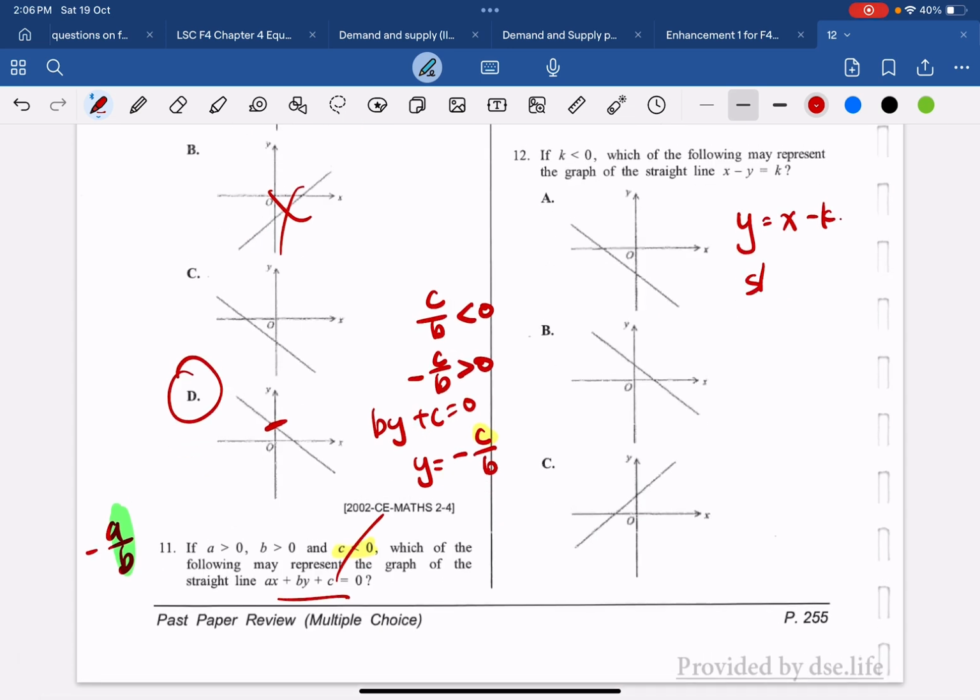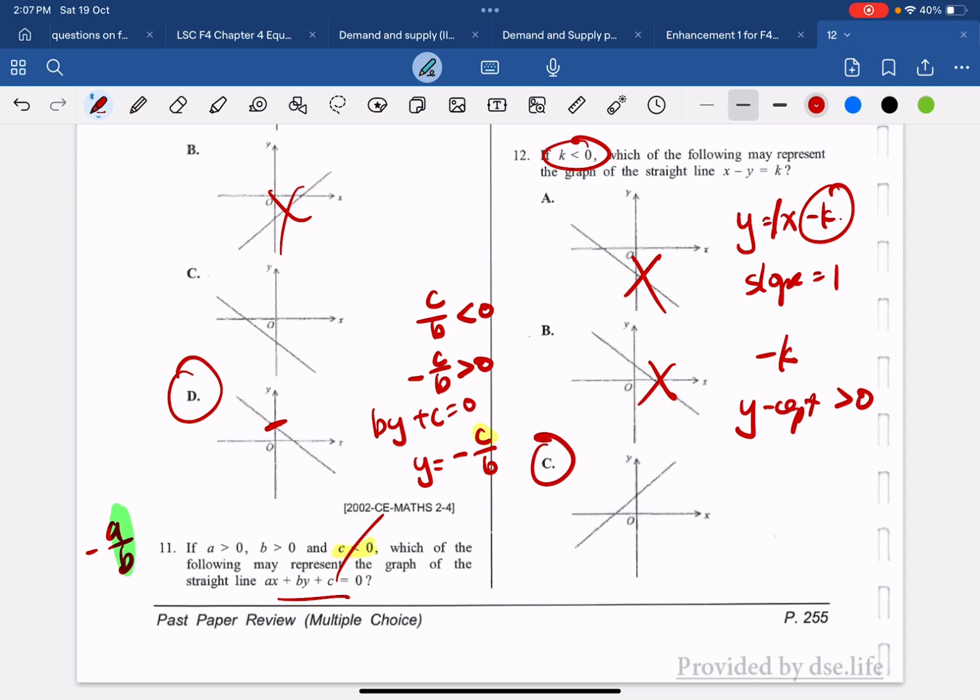And then for sure, you know the slope is 1, right? Because 1 times x minus k. So it should be upward sloping. So A and B are wrong. And let's see, k is negative. So the y-intercept in this case is negative k. So you are negating a negative number. So the y-intercept should be positive. So the answer is C.